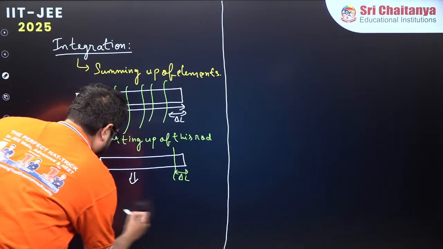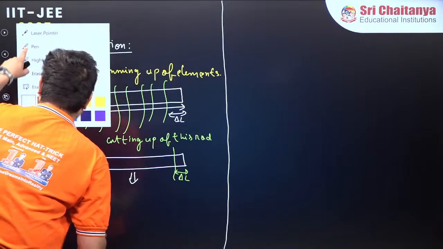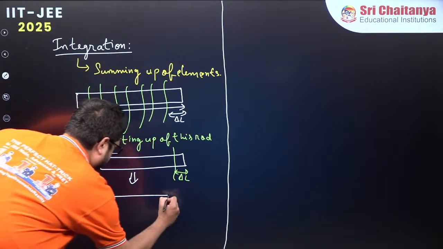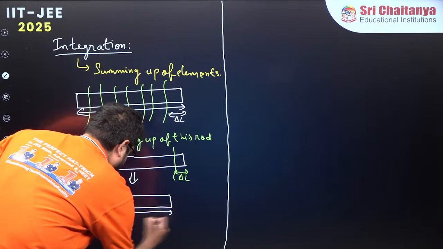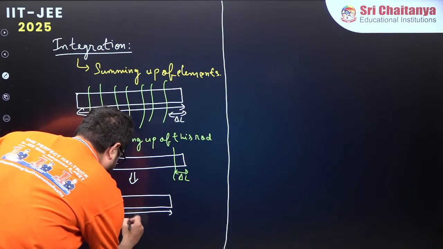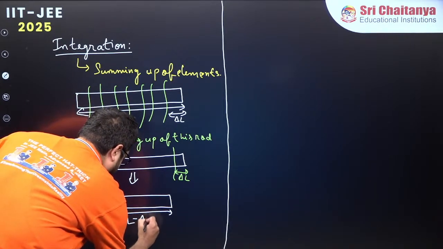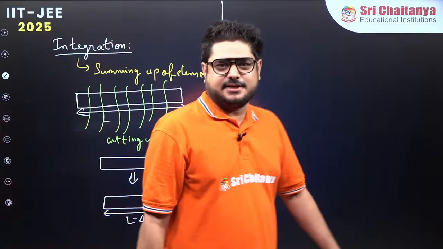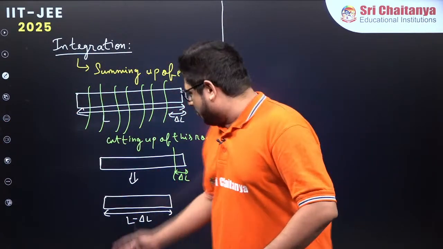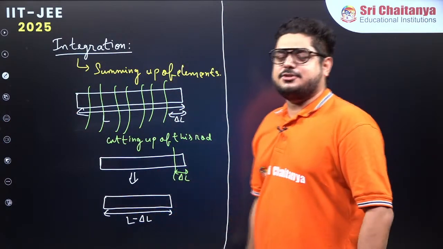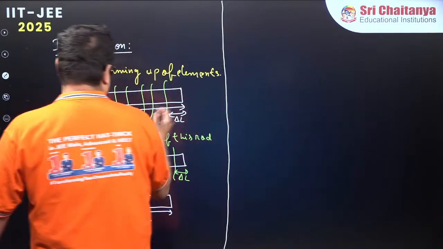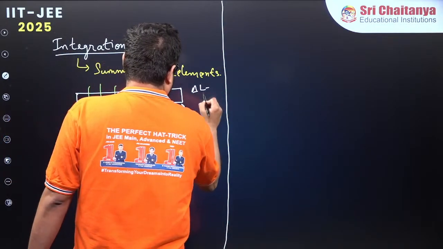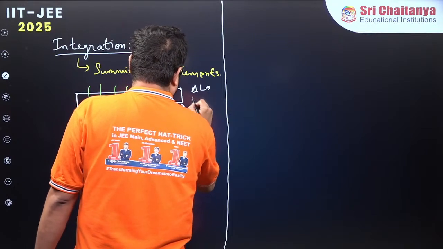anyone? You can mention that in the chat box. What do you think is going to be the length of the rod after cutting a very infinitesimal element, which is delta L? It is going to be L minus delta L, isn't it? And as a result, I hope it's clear, it's going to be L minus delta L. What is delta L over here? That's an elementary section or infinitesimal element.